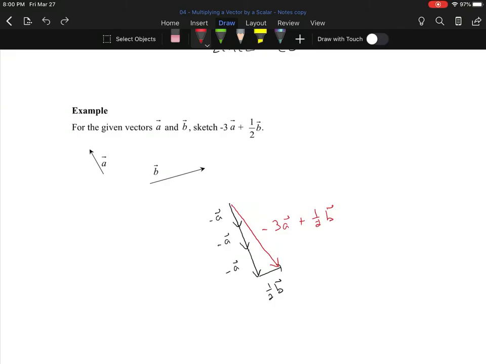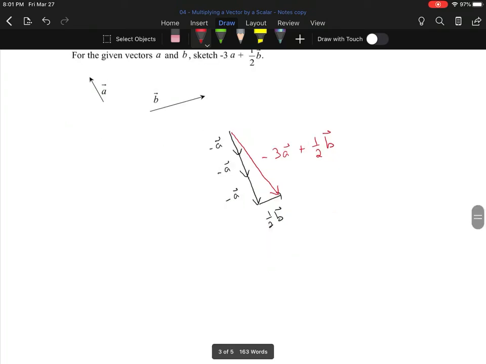And we're drawing these. We try and draw them pretty neat here, but we're not really getting too crazy about drawing them to scale. We're just trying to get the idea of what these things look like. So there's negative 3a plus 1/2 b. So I've taken negative 3a and I've tipped to tail, added on 1/2 b, and then my resultant vector there is in red, and it's negative 3a plus 1/2 b.